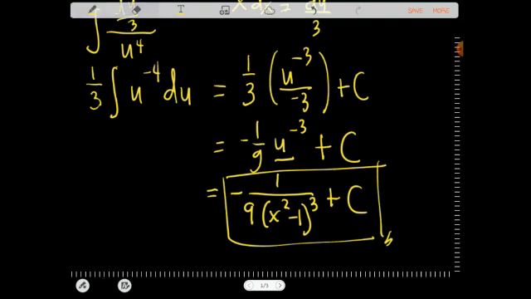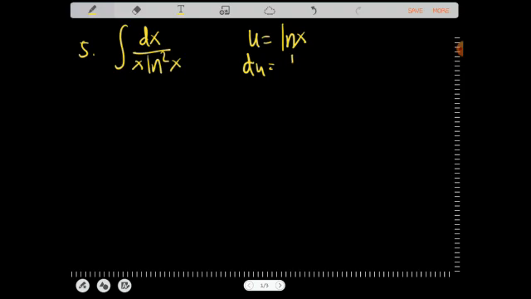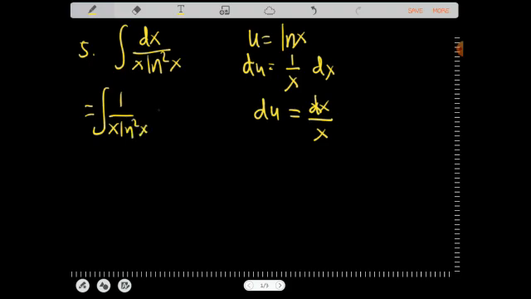For the last number, number 5, we have the problem, integral of dx over x ln squared x. Okay? So yung ating u is equals to ln x. Okay? Kasi nga, pwede nating i-replace yun naman. Okay? So yung ating du is equals to 1 over x dx. Or simply, this is du is equals to dx over x. Okay? So ngayon, pwede natin siyang i-rewrite na ganito. So integral of 1 over x ln squared x dx.